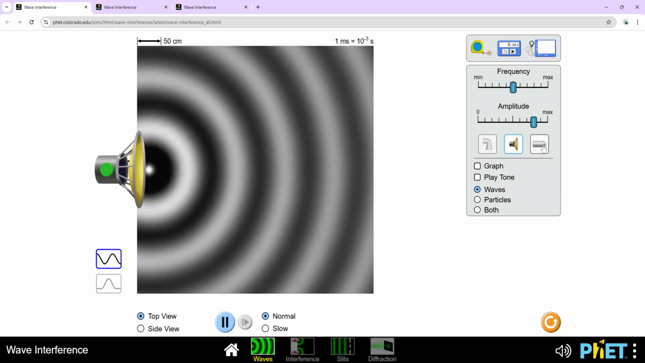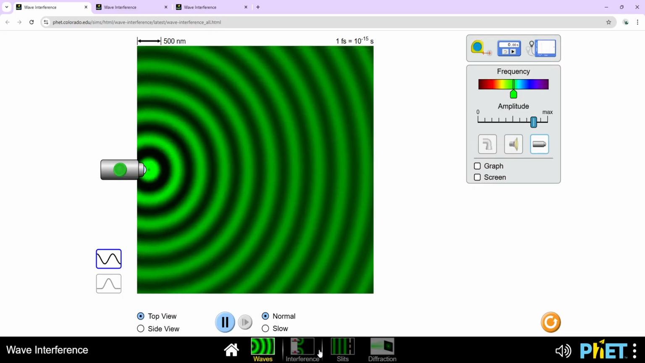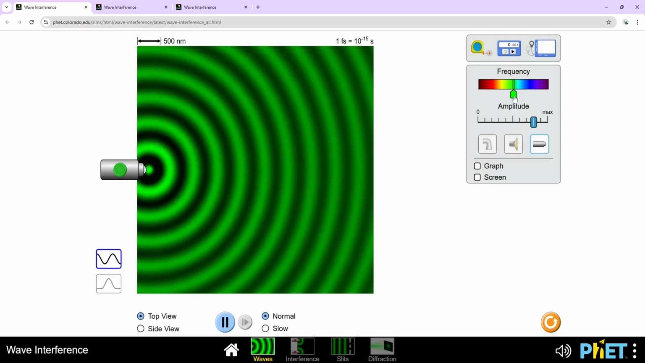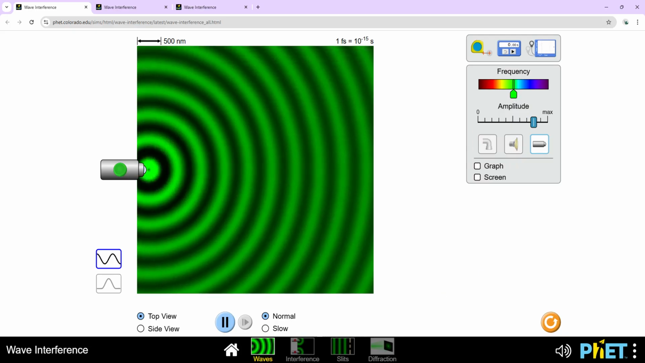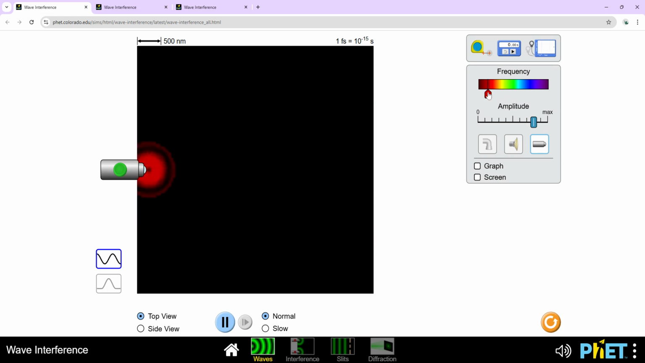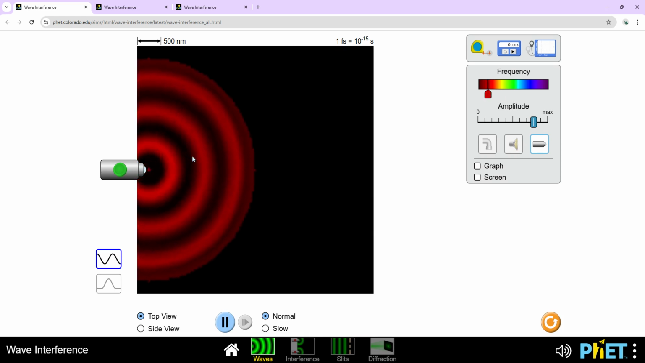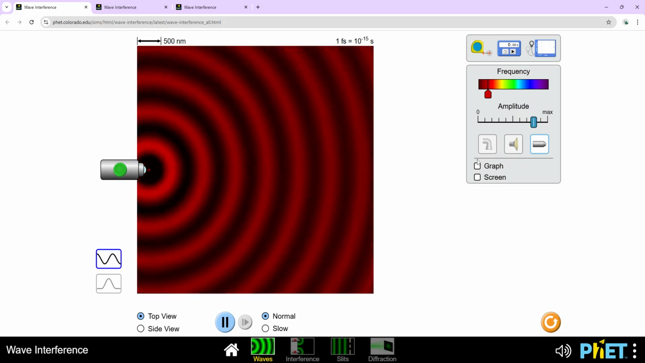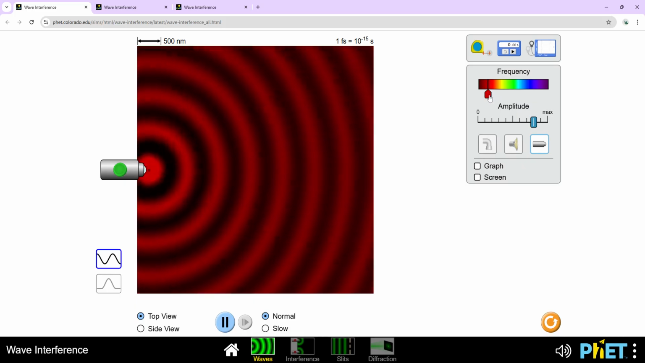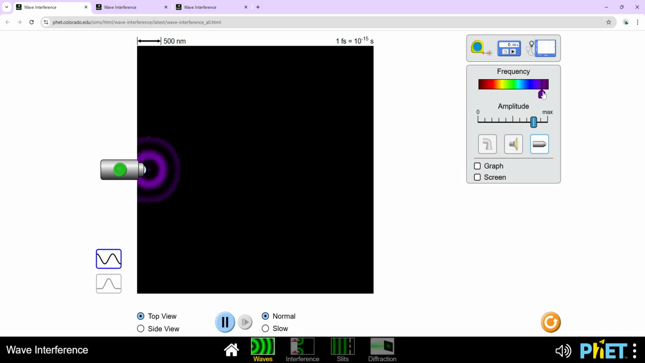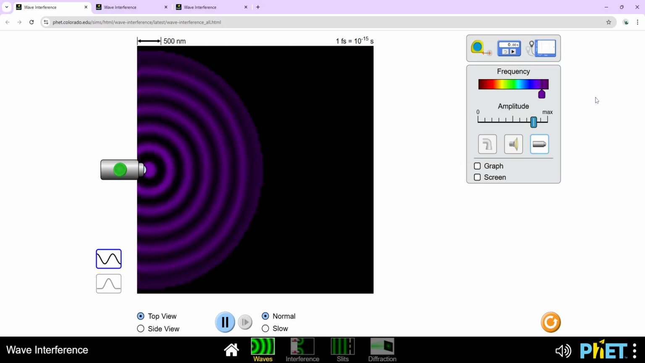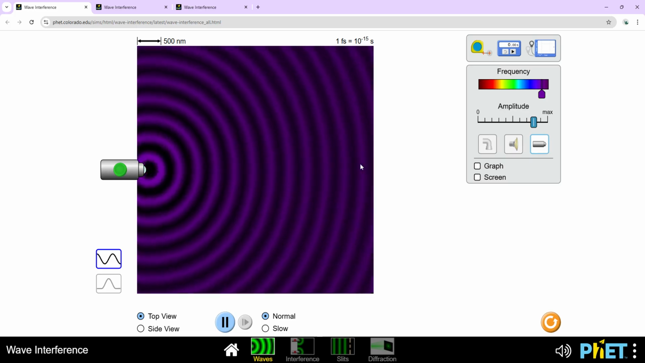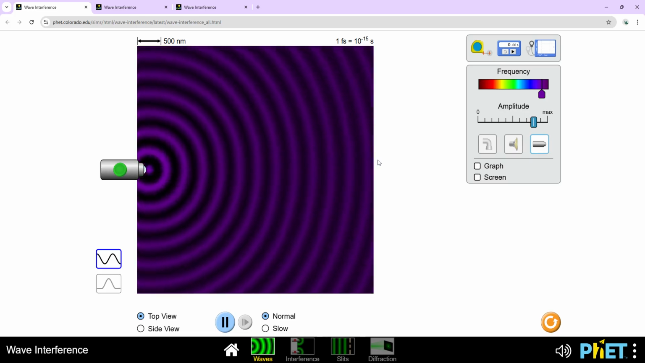If we switch over to light, we can see that the light behaves in the same way. We have some control over this. We can change the frequency, so we can increase the wavelength, and you'll notice that the peaks and the troughs are more spread out. We can change to a high energy frequency where the distance between the peaks and the troughs is shorter. We have a shorter wavelength.